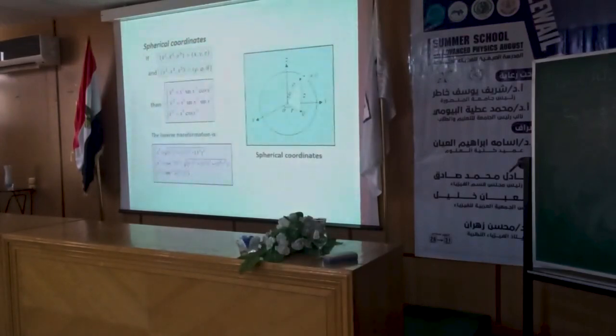I go to another coordinate system. This is another curvilinear coordinate system. This is the most important coordinate system used in general relativity because it has spherical symmetry. I'm using r, theta, and phi, and you have all these relations written here.